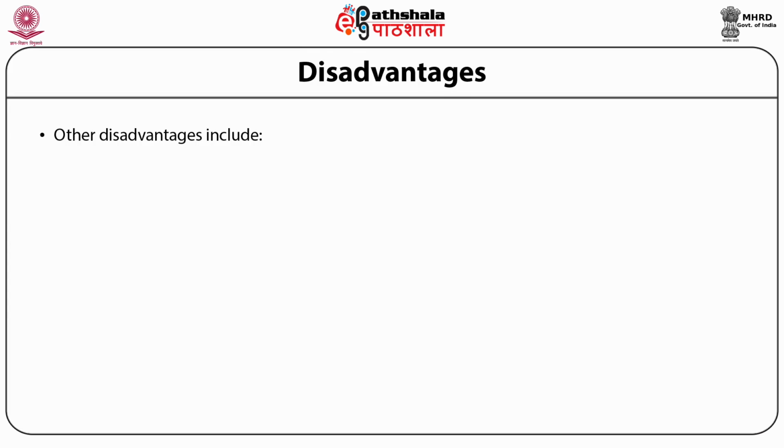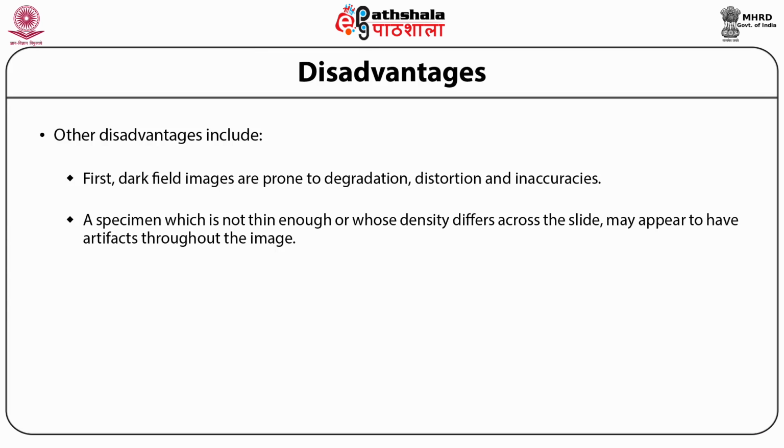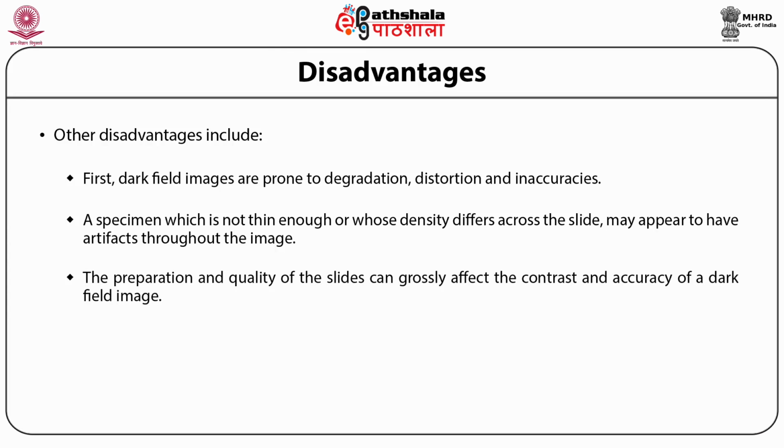Other disadvantages include: first, dark field images are prone to degradation, distortion, and inaccuracies. Second, a specimen which is not thin enough or whose density differs across the slide may appear to have artifacts throughout the image. Third, the preparation and quality of the slides can grossly affect the contrast and accuracy of a dark field image. Fourth, contamination is a major concern.